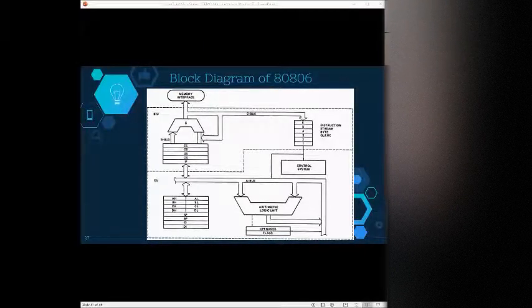Okay. So again, the execution unit tells the BIU where to fetch the instruction or data from. It decodes the instructions and it executes the instructions. Always remember that, huh? Decode the instructions, then execute the instructions. That's it.